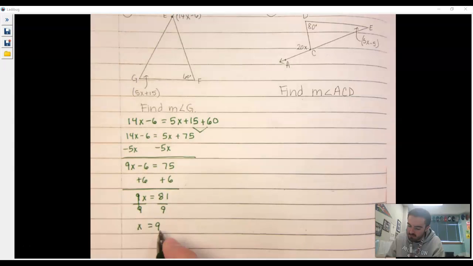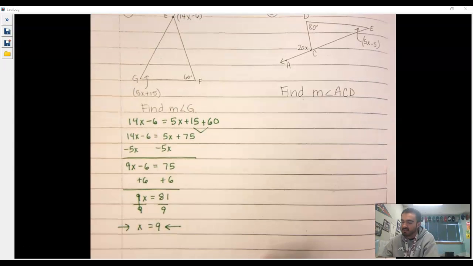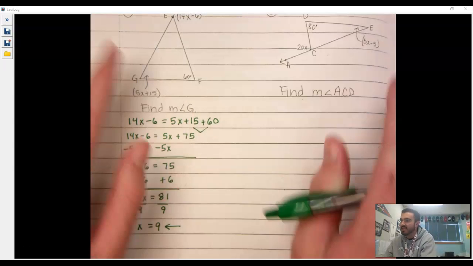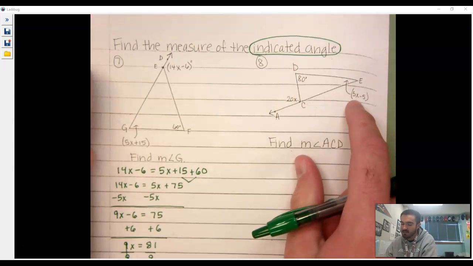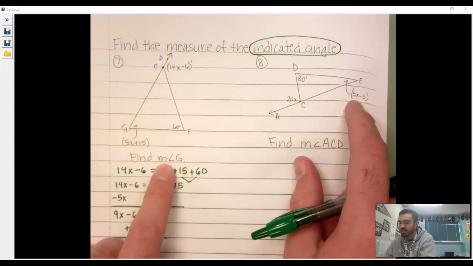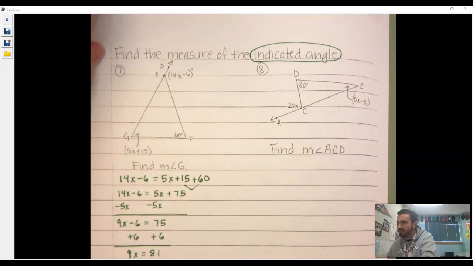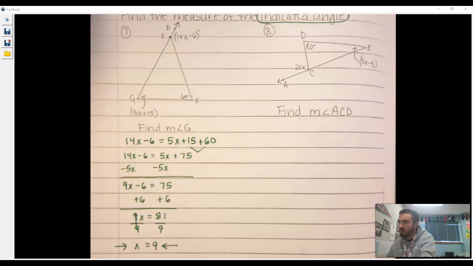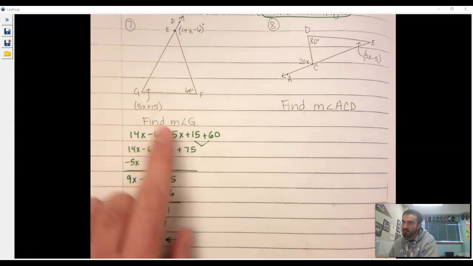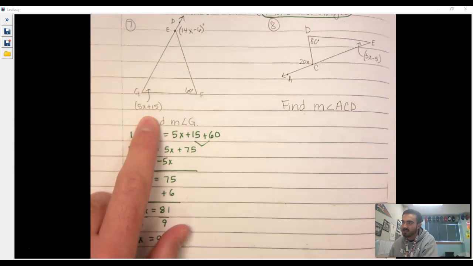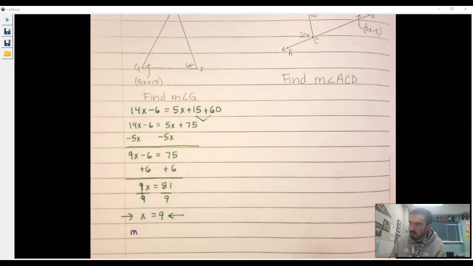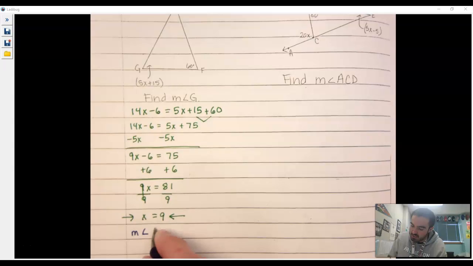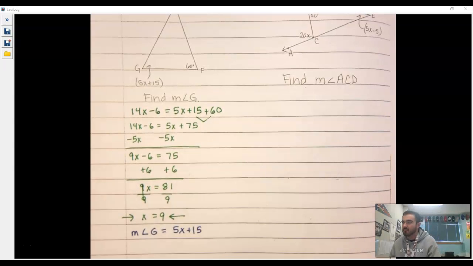So we found that x equals 9, but what did it ask us for? It asked us to find the measure of the indicated angle. Well, what angle are we supposed to find? The measure of angle G. So let's talk about how we would find the measure of angle G. Well, what do we know about the measure of angle G? Well, we know it's called 5x plus 15, so let's write that down. The measure of angle G equals 5x plus 15.